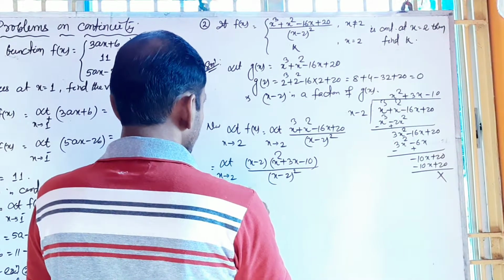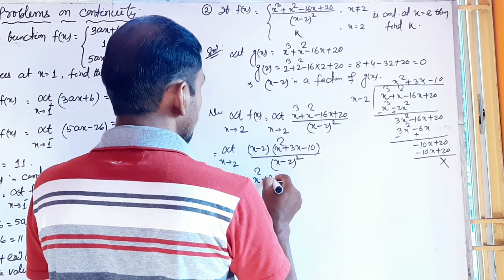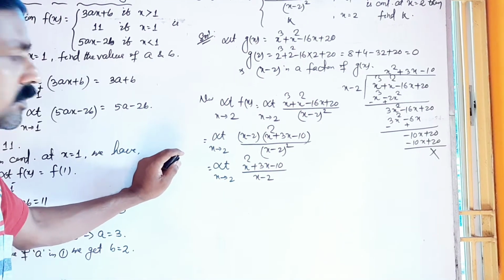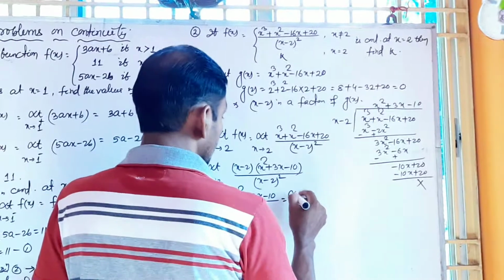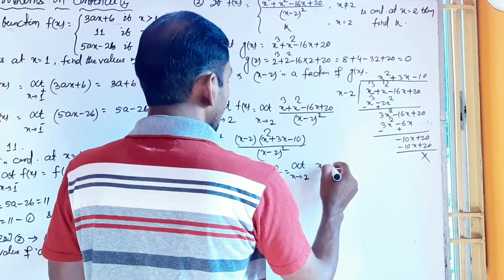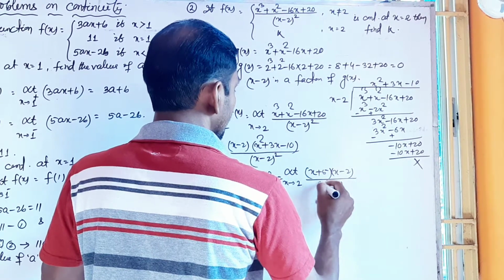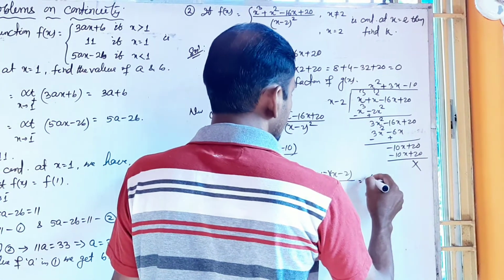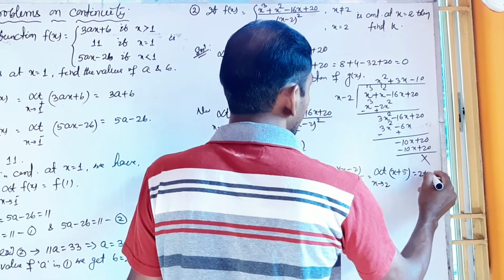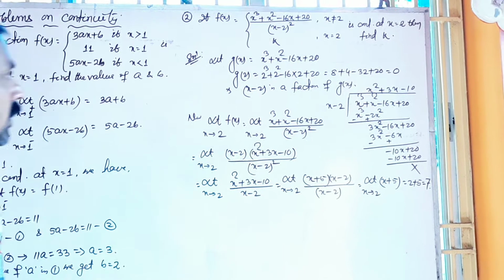So this is the limit as x tends to 2. Here x minus 2 will be cancelled. So it is x square plus 3x minus 10 by x minus 2. Now again you can factorize it by splitting the middle term. It will be x plus 5 into x minus 2 by x minus 2, and again x minus 2 will be cancelled. So the limit as x tends to 2 of x plus 5, that is 2 plus 5, equals 7. You see the limit.